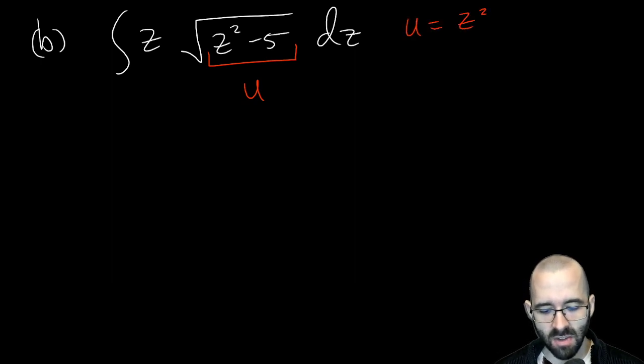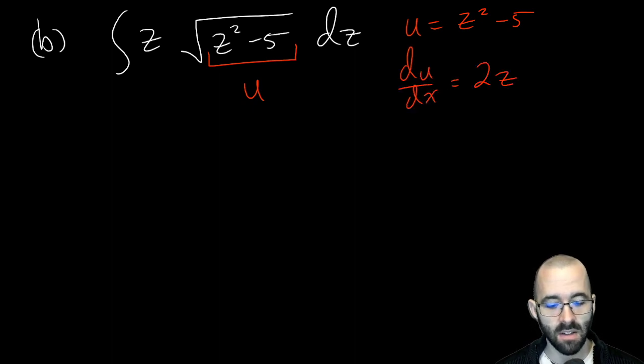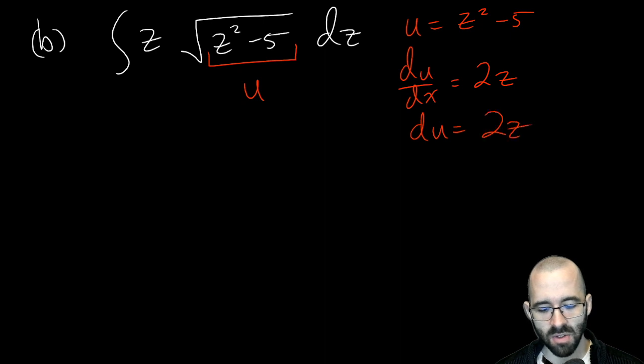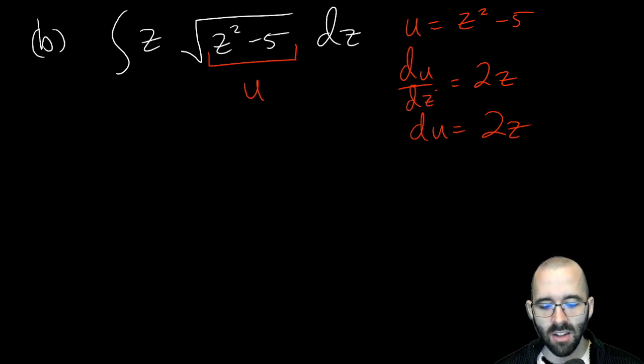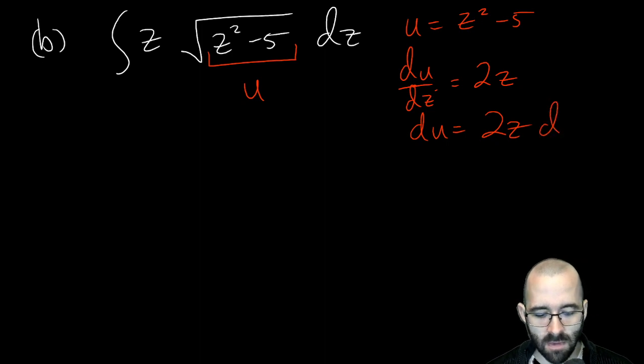Let's let u be z squared minus 5. So du dx is 2z. So something that helps a lot of people is instead of just solving, oh, sorry, there's a problem here. Pause the video, try to find the problem is what I'd recommend. We're not taking the derivative with respect to x. That would be silly. We're taking the derivative with respect to z. So du is 2z dz.